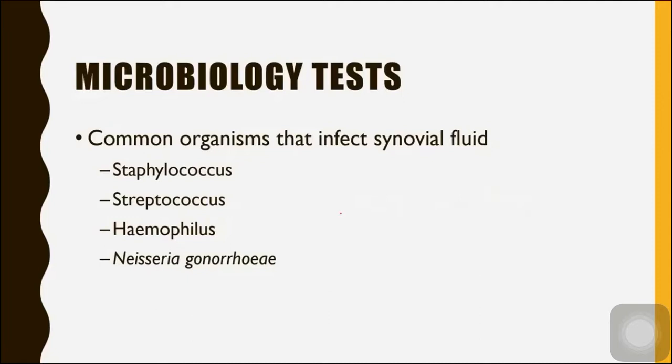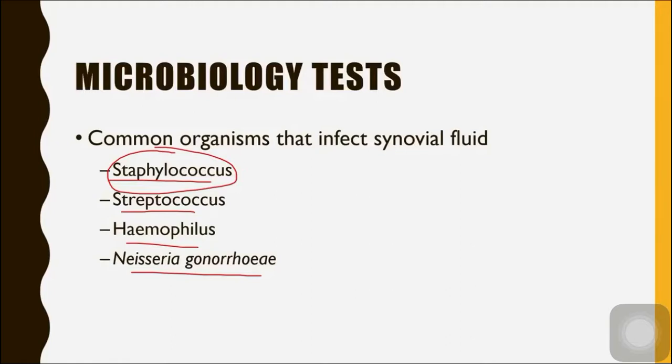Next, we have the microbiology tests. These are the common organisms that infect synovial fluid or the joints. We have Staphylococcus aureus, Streptococcus, Haemophilus, and Neisseria gonorrhoeae. Take note that Staphylococcus aureus is the most common cause of adult joint infection. Again, Staphylococcus is the most common cause of adult joint infection.